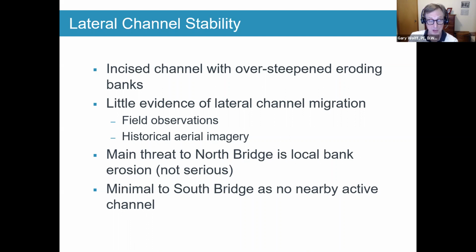So the lesson there is we don't see any lateral instability that's going to be a threat to our new project here. So there might be some local bank erosion that we may want to address right in the vicinity of the bridge, but this channel doesn't appear to be meandering in a way that's going to be a threat to the project. And likewise, at the south bridge, there really is no active channel upstream. This is just remnant overflow during large floods, so there's no stability problems there that we have to worry about either.